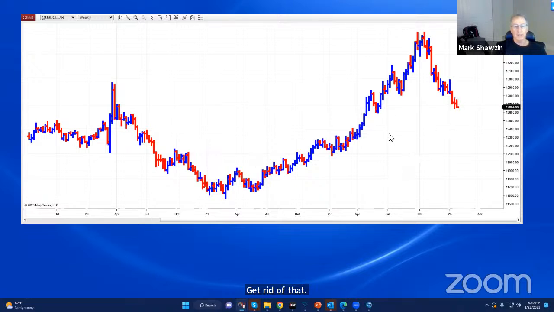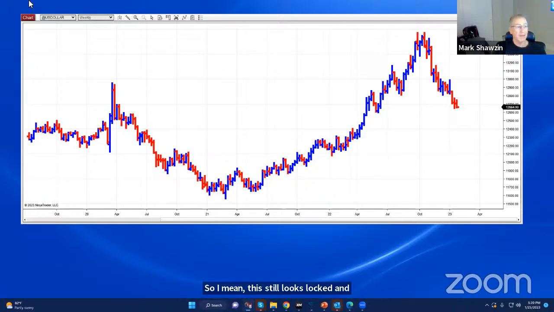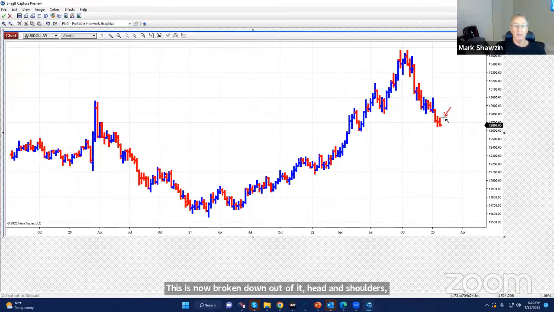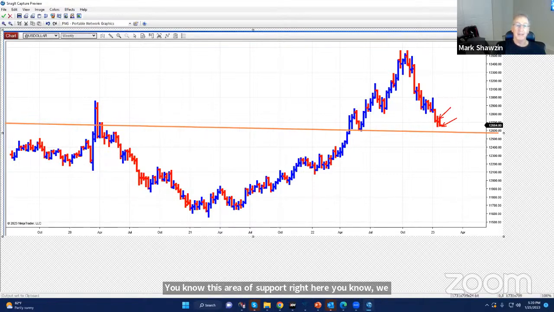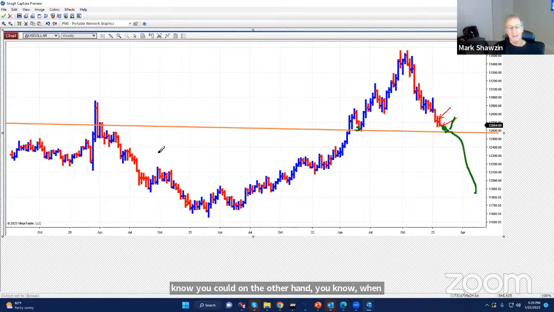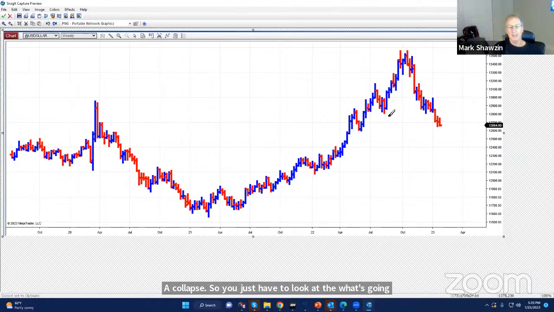So, this still looks locked and loaded to go lower. This is now broken down out of a head and shoulders, and it looks pretty prime. You have this inside weak bar, but you have this area of support right here. We can't quite see it. It comes in, I'd say, just a hair lower. So right around here, maybe we get a little bit more, but this is an area where, on the other hand, when these traps are ignited, you could just see a collapse. So you just have to look at what's going on in the price action and create a risk reward.